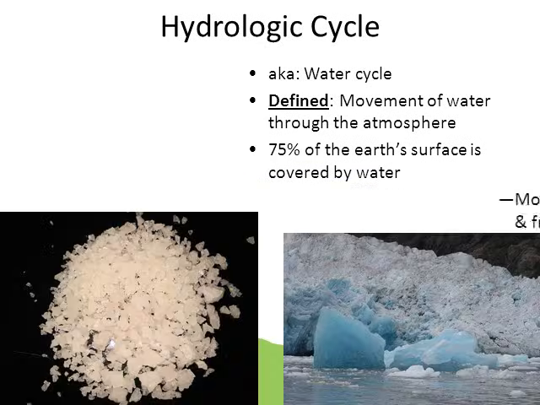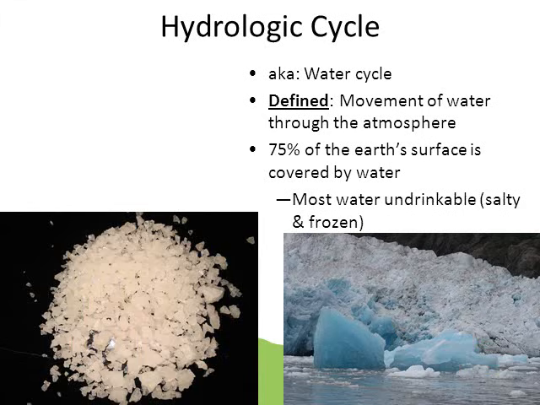The problem is the majority of the water that is on the surface of the Earth is undrinkable. The picture on the left is just a picture of salt, implying salt water. And the picture on the right shows some frozen glaciers and icebergs. And so most of the water is undrinkable because it's either too salty or frozen.